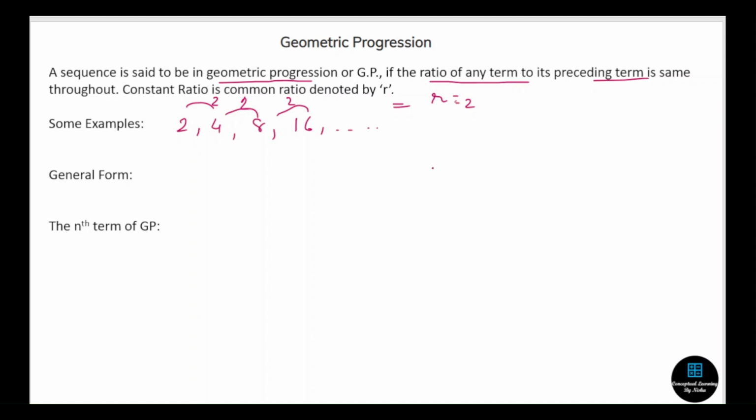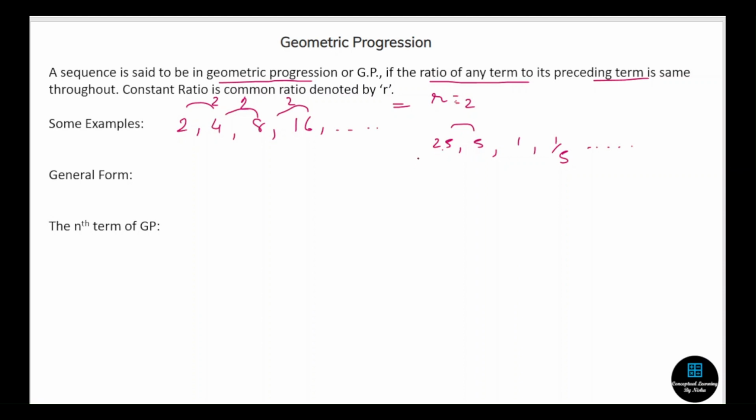Alright, one more example I can take. Let's say 25, then 5, 1, 1 over 5 and so on. Right. So this is also in GP because the constant ratio is 1 over 5. See, you have to take the next term and the preceding term ratio.